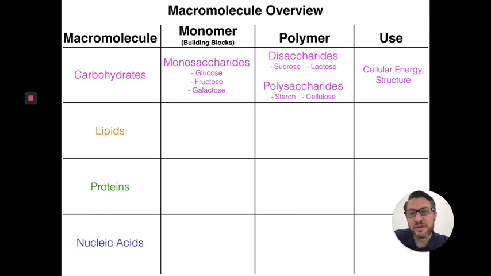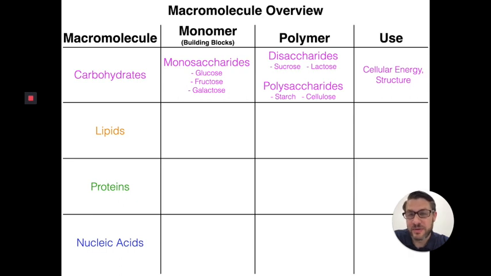And the use of the carbs in the body is mostly as a source of cellular energy. So this is the fuel for your cells. But also there are some structural components such as cellulose, which is the building block of plant cell walls.